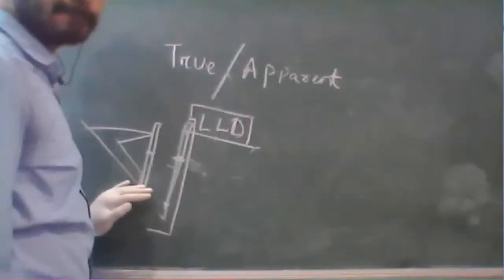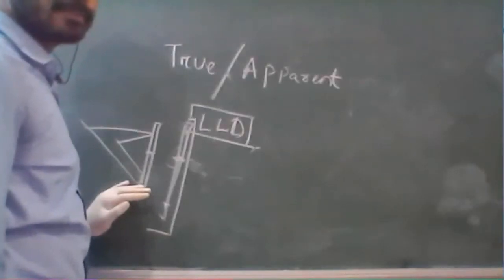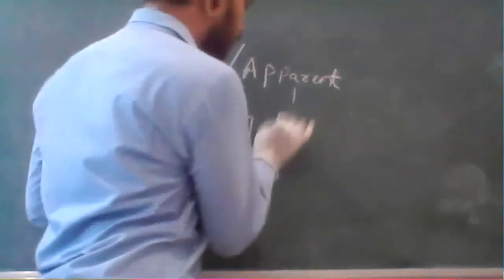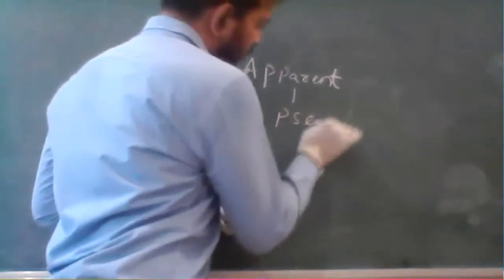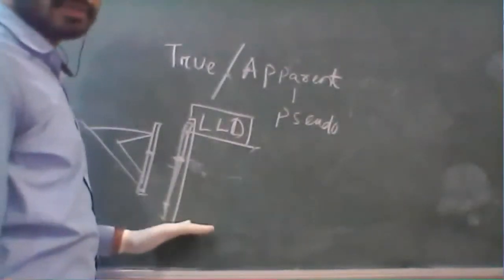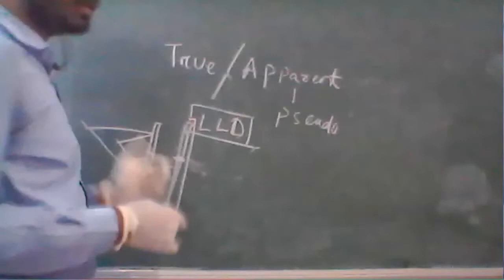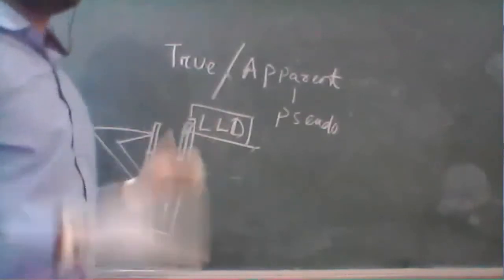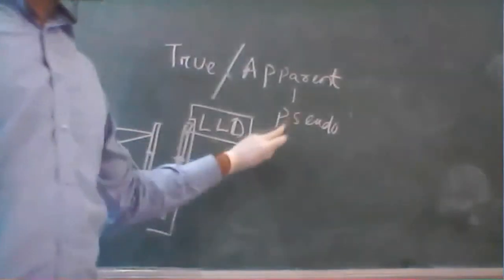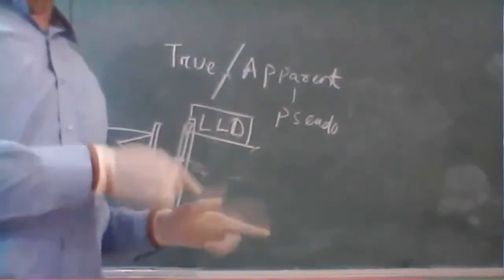Apparent means pseudo shortening. What do you mean by pseudo? Pseudo means false. That means true shortening is not there, but still you will find shortening in the leg. So how can you measure?